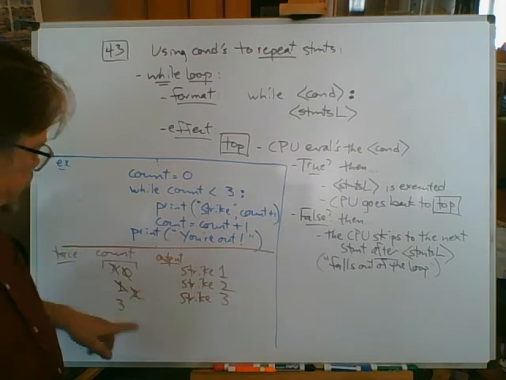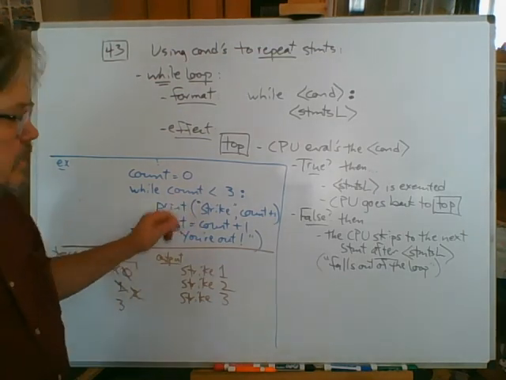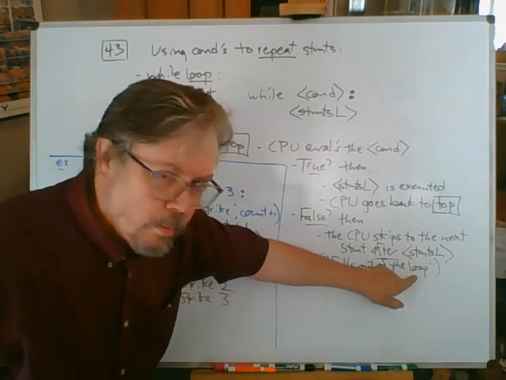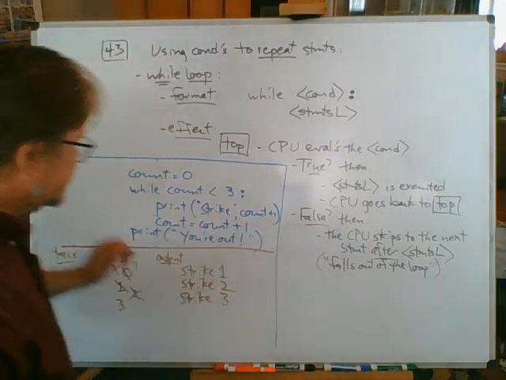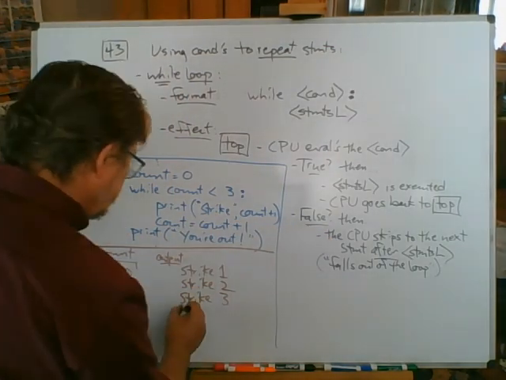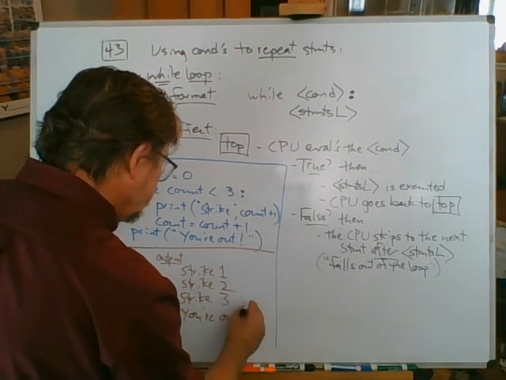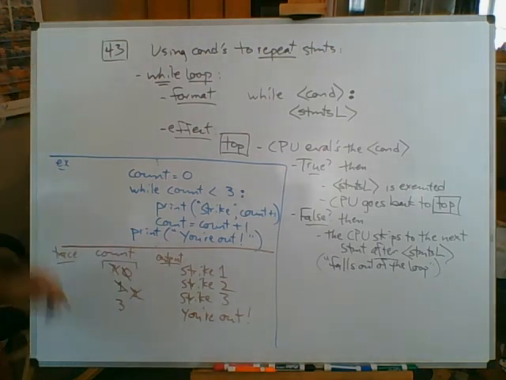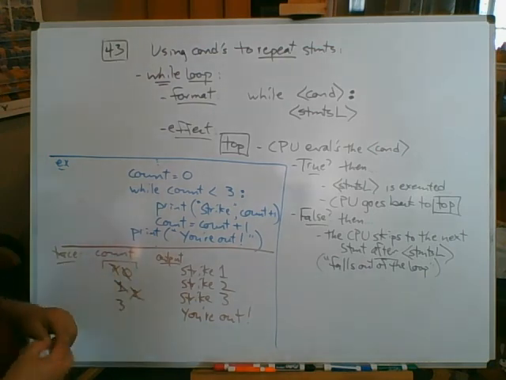Look what happens this time, though. While count is less than 3. Well, count is 3. 3 is not less than 3. So it falls out of the loop and does whatever follows. False. The CPU skips to the next statement after the indented statements. The next statement after the indented statements prints out you're out. You're out! Exclamation point. And that's it. It doesn't add 1 to make count 4 or anything like that. It doesn't do either one of those statements.